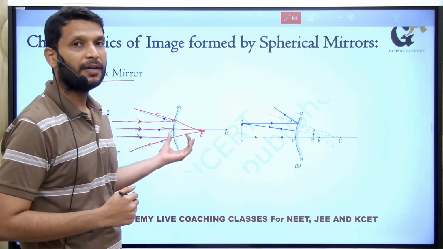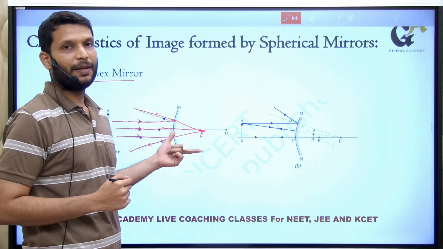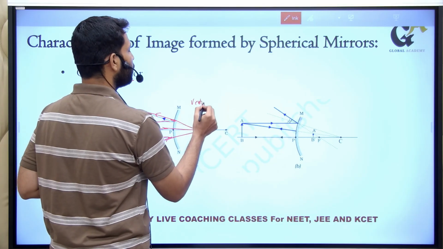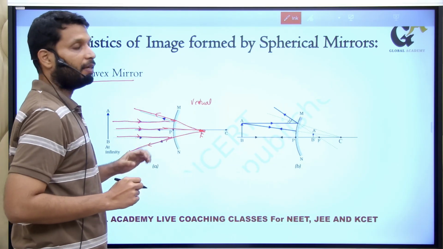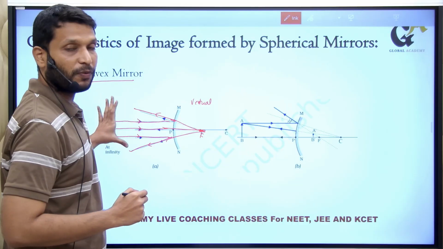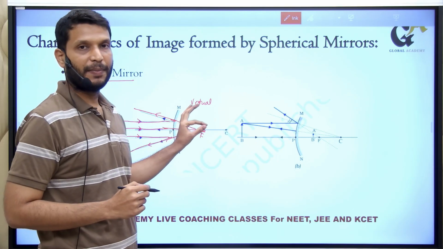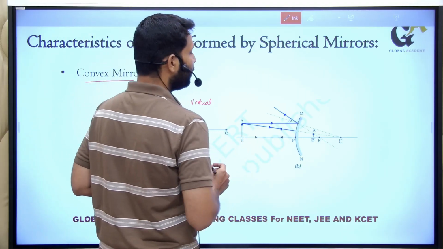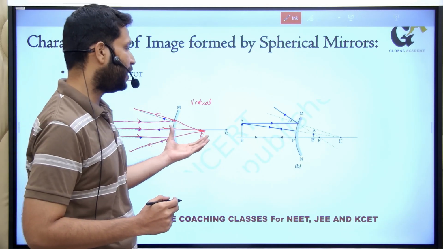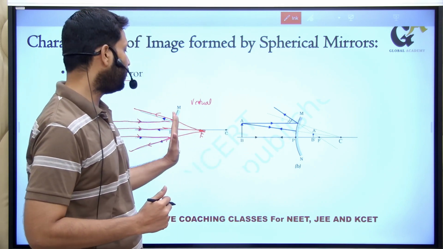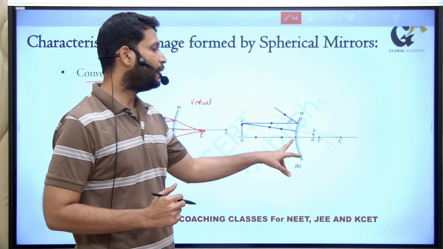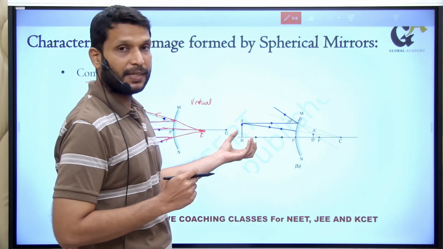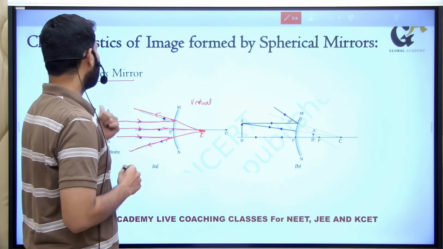So is this a real or virtual image? It is a virtual image, and it is a diminished image. So the size of the object is more and the size of the image is very small, or a point image, right? So next, there is one more possibility here. You can keep the object between infinity and the pole. There are no other possibilities in the case of the convex mirror.